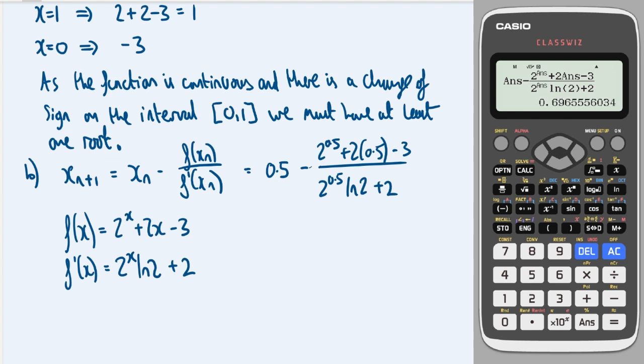We press equals, and that gives us our first value, and then we press equals again, we get our second value, and we press equals again, and you can see now after I continue to press equals, it's fixed on that, so we've converged to the root. So alpha to 3 decimal places is equal to 0.692. Perfect.